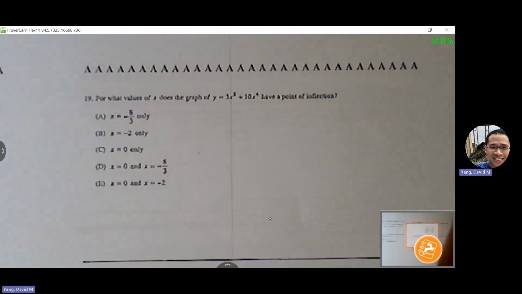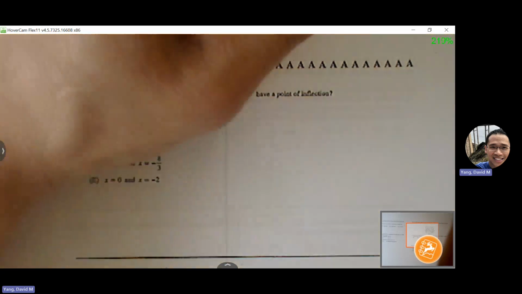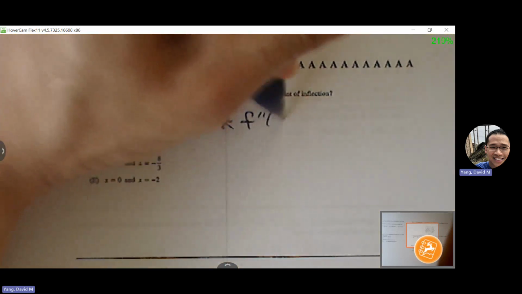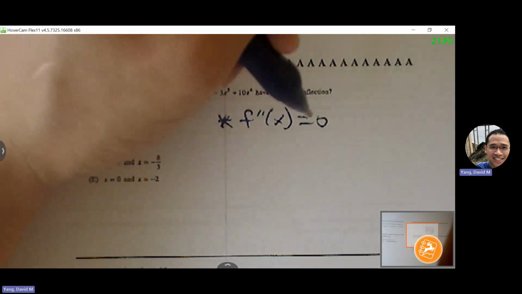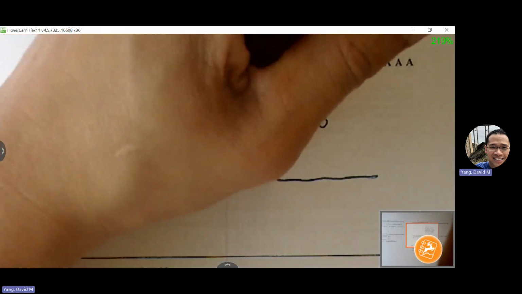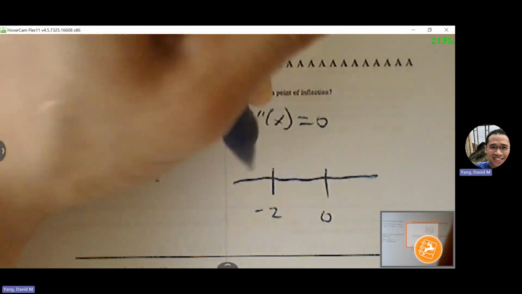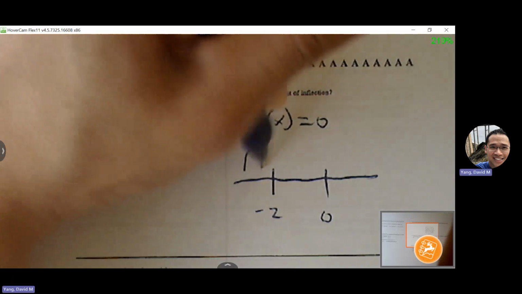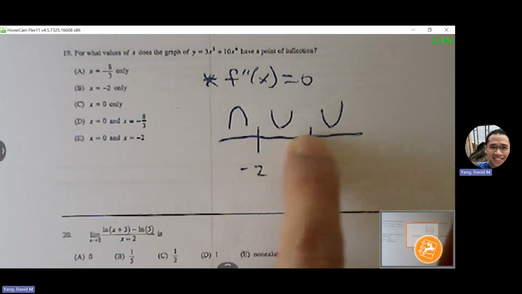Number 19, for what value of the function is there a point of inflection? The only thing I want to point out is that we know our steps. We're going to set f double prime equal to 0. But we have to go further than this. If we find our critical points, that's not enough. We have to actually set that equal to 0 and find those critical points, populate your concavity sign line, and then make sure that you're actually spending the time to test each subinterval. And then you look at your signs. If there's no change in concavity, it's not a point of inflection.